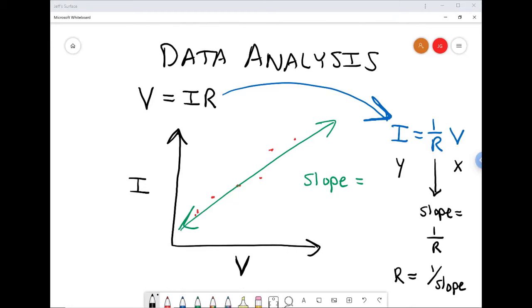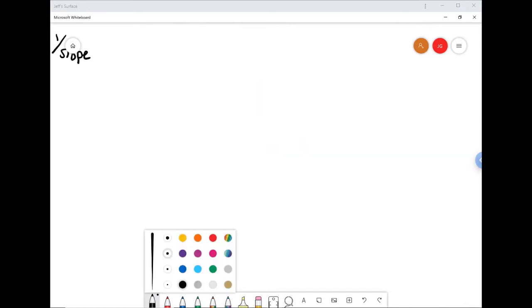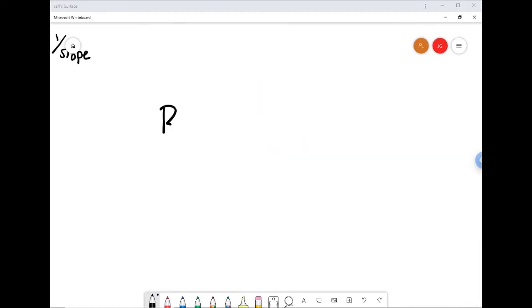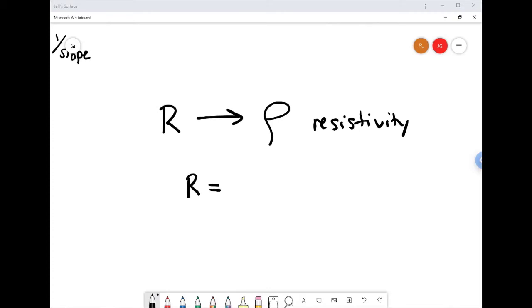Remember, you keep track of the standard error of the slope. You'll use that as an estimate of the uncertainty. All right, then what's next? Okay, once you have resistance, you're going to use that to find rho, which is resistivity, and that's a property of copper. And what's the relationship? Well, there's an equation called the wire equation. The resistance of a wire is equal to the length of the wire times resistivity divided by the cross-sectional area.